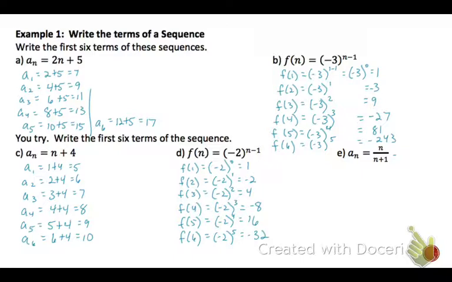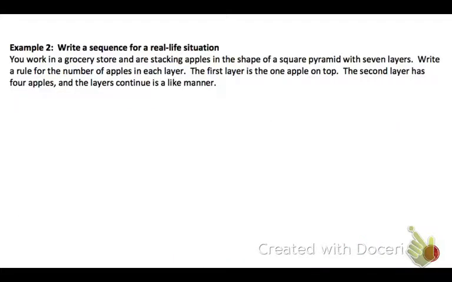All right, finally, this is a different kind of pattern. So a sub 1 is 1 over 1 plus 1, which is 1/2. A sub 2 is 2/3. A sub 3 is 3/4. A sub 4 is 4/5. A sub 5 is 5/6. And a sub 6 is 6/7. All right, so that was just to practice writing terms of a sequence.